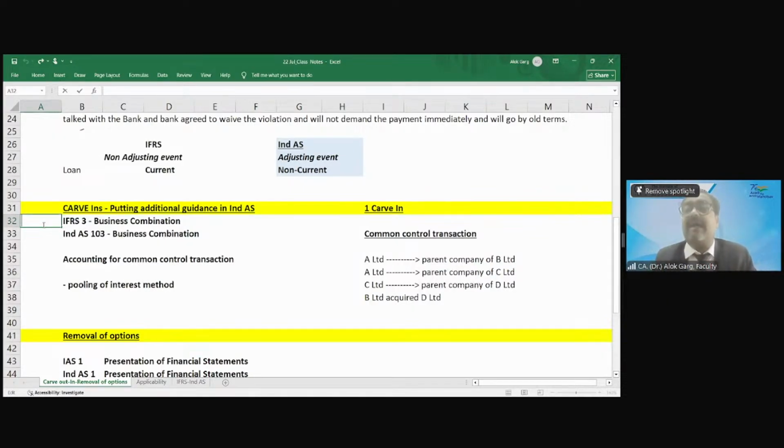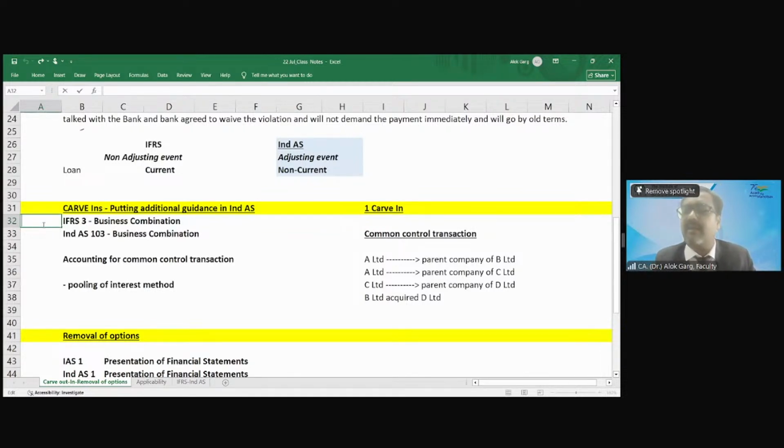So what is the concept? IFRS 3 talks about fair value. We said okay, in Ind AS 103 we will also apply fair value, right? But in case of common control transaction, what is a common control transaction? Group company acquisition. For example, if a parent is acquiring its own subsidiary and it merges into the parent, then earlier the control was with the parent, and after the merger, who will have control over those assets and liabilities? The parent only, right?